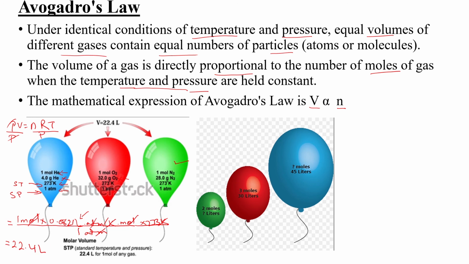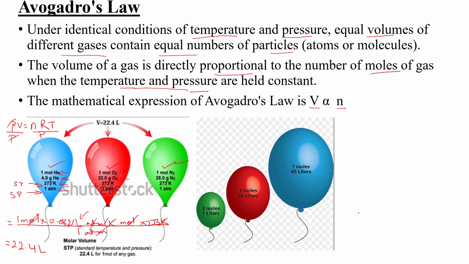So this actually proves that under identical conditions of temperature and pressure, equal volumes of different gases contain equal number of particles. So you have 22.4 liter volume, and the number of moles for this volume for all these three different gases is 1 mole here, 1 mole here, and 1 mole here. Now the second point for Avogadro's law: the volume of a gas is directly proportional to the number of moles of gas when temperature and pressure are held constant.